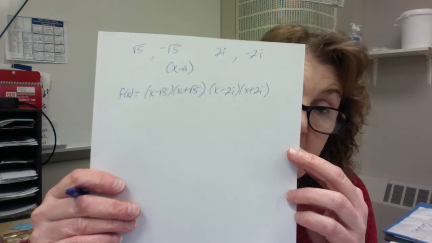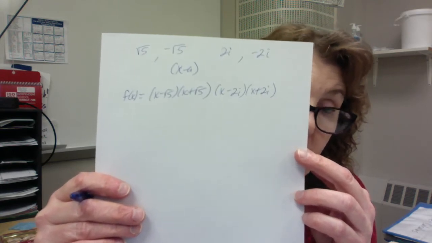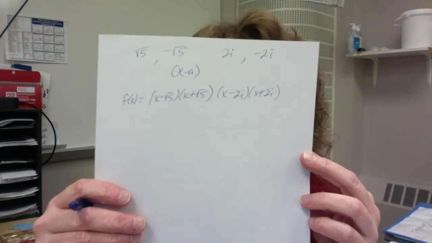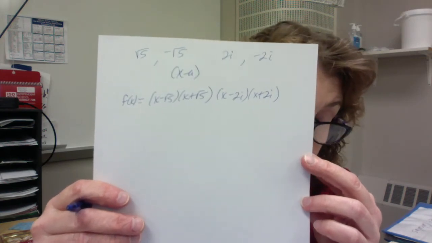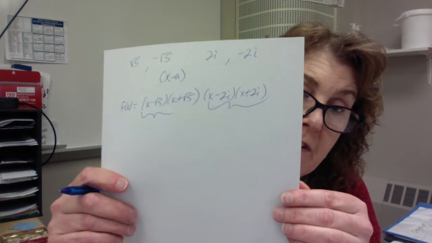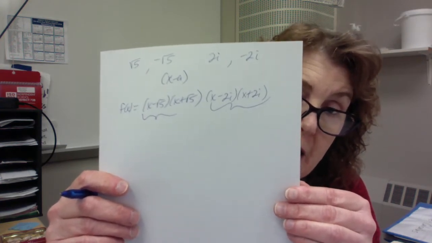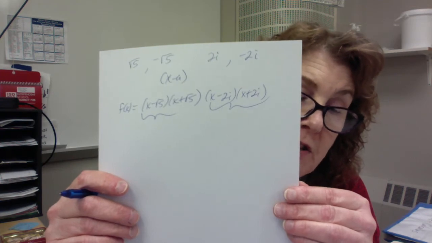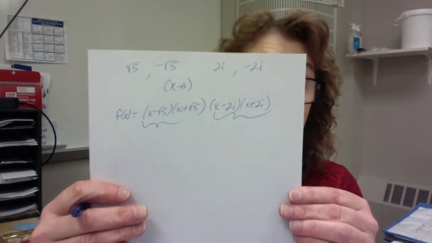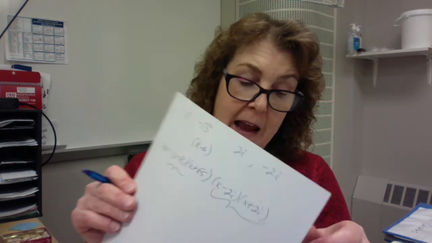Now, because it's easiest to multiply these if you're multiplying them by something that they are like, we would want to group together the x minus the square root of 5 and x plus the square root of 5. And we would also want to group together the x minus 2i with the x plus 2i, because that gives us our sum and difference pattern.